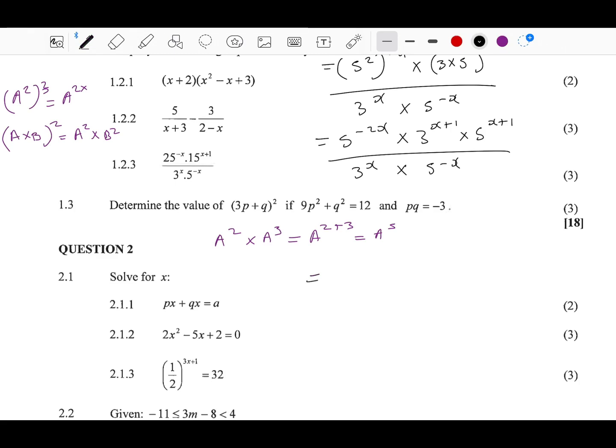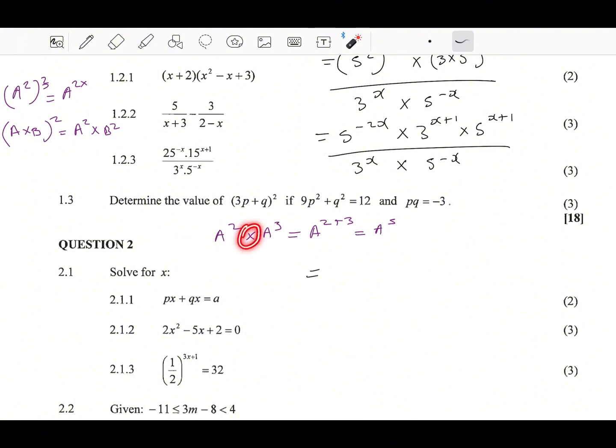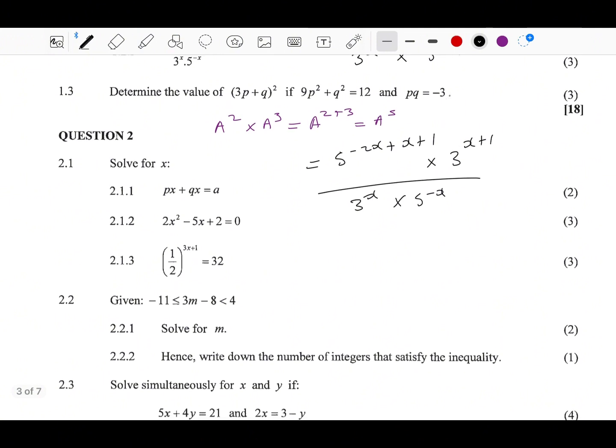If you're looking at this and this, bases are the same, therefore you can add the exponents. If you multiply, that's the rule. If you're multiplying, bases are the same, therefore you can add the exponents. So in this case, you have 5 power minus 2x plus x plus 1. Okay, and then 3 power x plus 1, 3 power x times 5 power minus x. Step by step. You're not in a hurry.